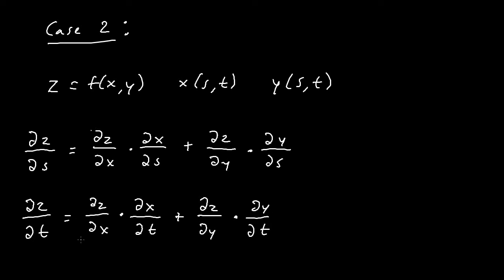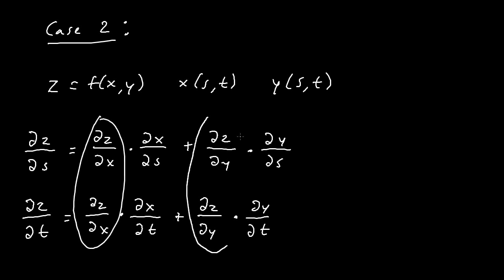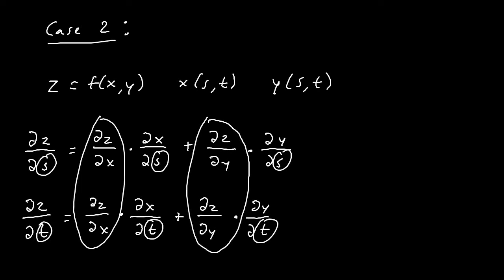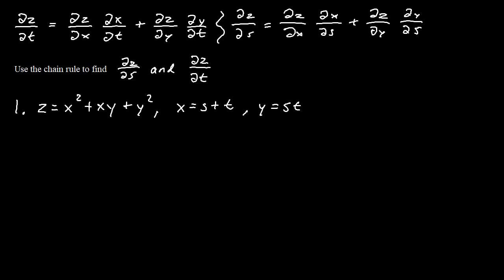So notice both of these are going to be the same on both equations. The only thing that's different is depending on what we derive with respect to. So if we derive with respect to s, all of these are going to have s's. If we derive with respect to t, all of these are going to have t's. So for these problems, we have to use the chain rule to find the partial derivative of z with respect to s and the partial derivative of z with respect to t.